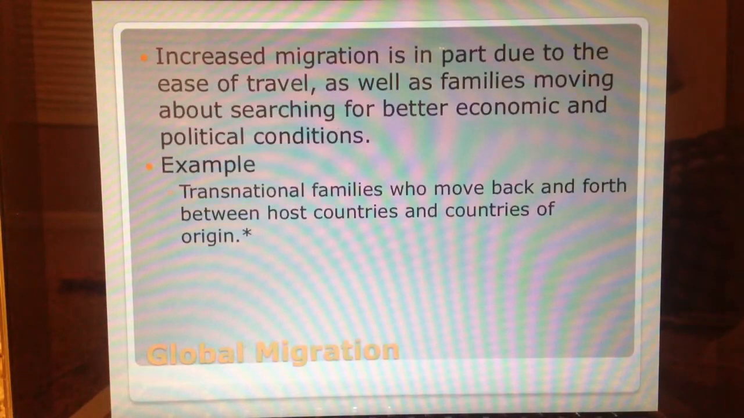Okay, so I would like to start out with global migration. We have an increase in migration mostly due to the ease of travel nowadays. Families are moving about searching for better economic and political conditions for their families. We have transnational families in the U.S. who travel back and forth between the host country and countries of their origin. Now, some of these transnational students actually remain bilingual.